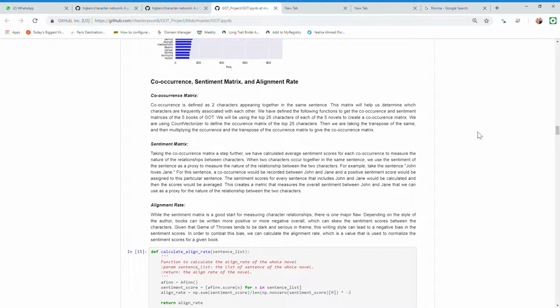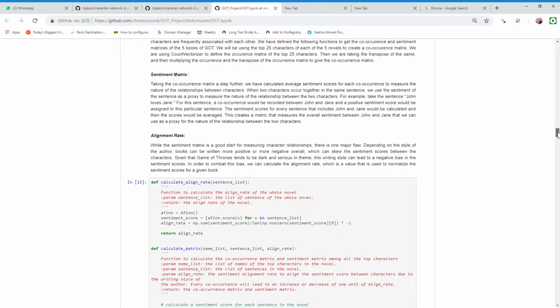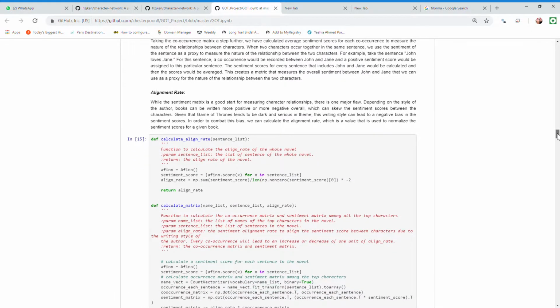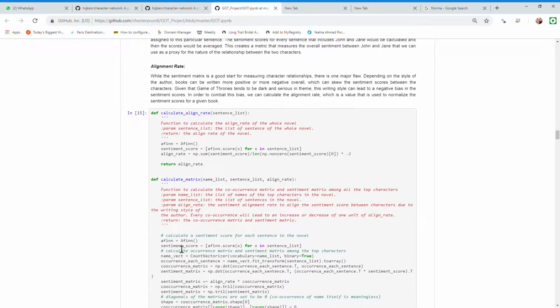And then the sentiment matrix goes a little deeper. It says, okay, every time these characters show up with each other in a sentence, what is the overall tone of that sentence? If it's determined via the AFINN function that the score for that sentence is in a positive light, it'll be some sort of positive score. If it's in a negative light, it'll be a negative score.